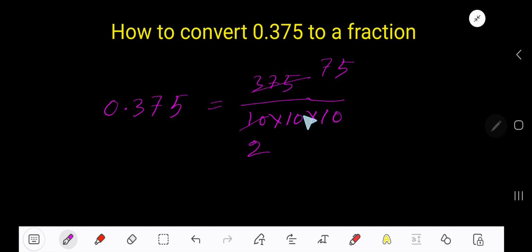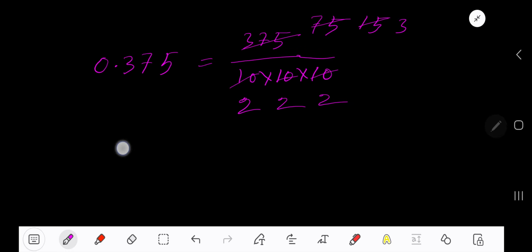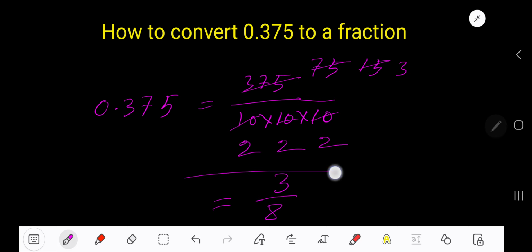Again, this is divisible by 5, this is divisible by 5. I will get 2 here, and I will get 15 here. Again, this is divisible by 5, I will get 2, this is divisible by 5, I will get 3. Now we are getting 3, then 2 times 2 is 4, 4 times 2 is 8. So 0.375 as a fraction is 3/8.